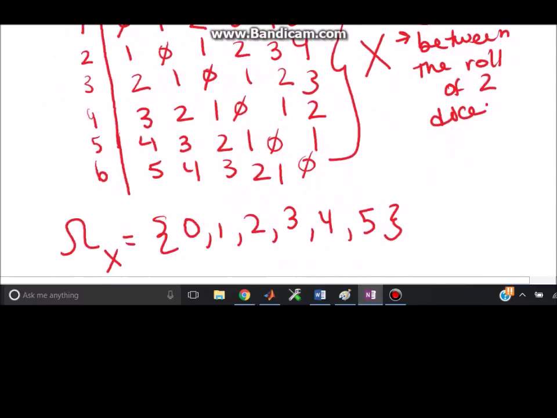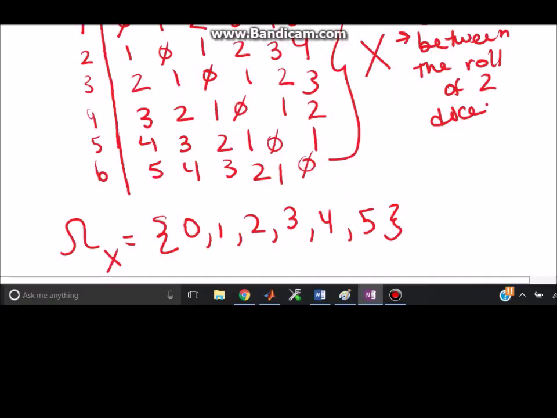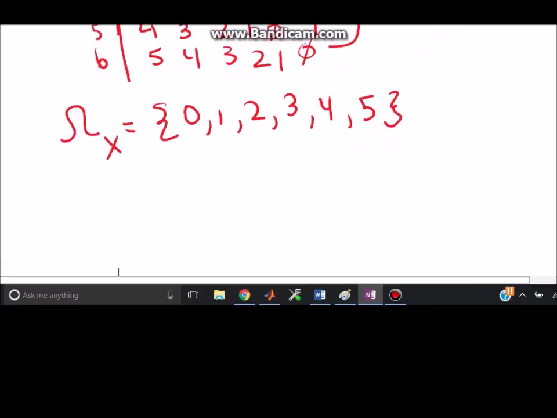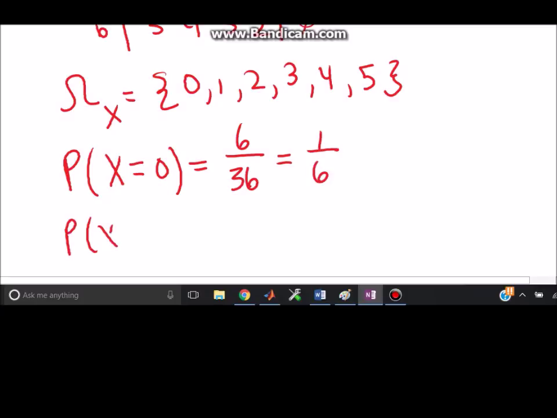And how do we assign the probability measures? Well, for example, for 0, you would count how many zeros are in the table, 1, 2, 3, 4, 5, 6, and then you would divide that number by the total number of elements in the table. Since we're rolling 2 dice, each die has 6 outcomes, the total number of outcomes is 36. So the probability that our random variable x is equal to 0 is the number of zeros we see in the table, which is 6, over the total number of outcomes, which is 36. And you do this for all of them.